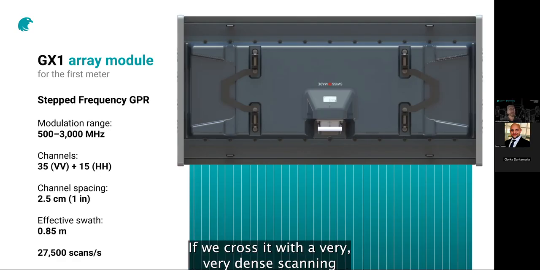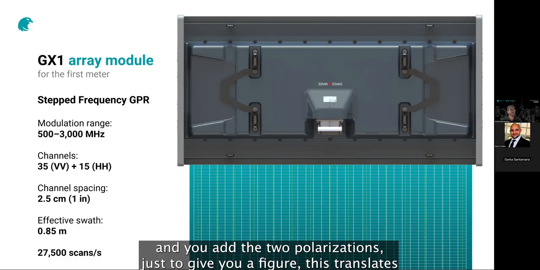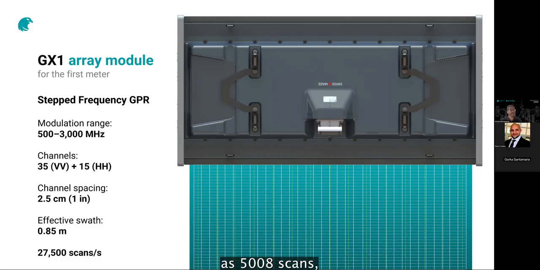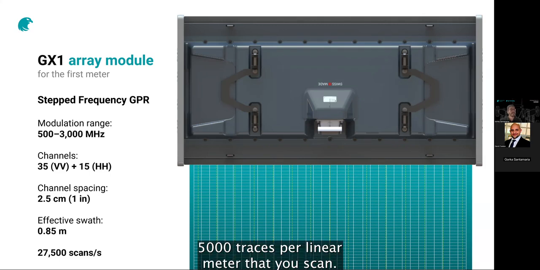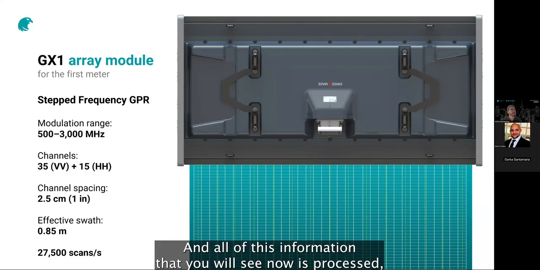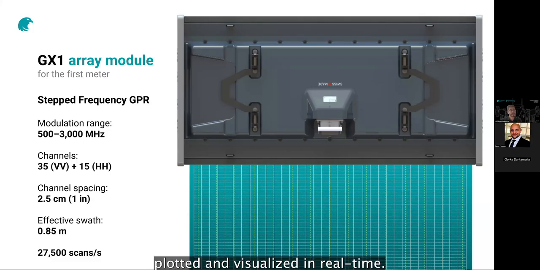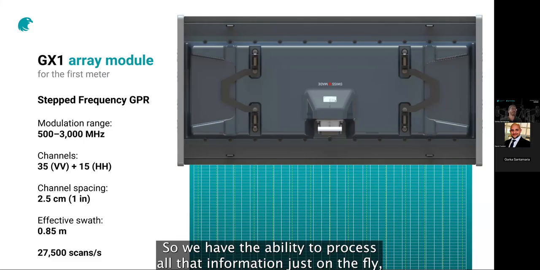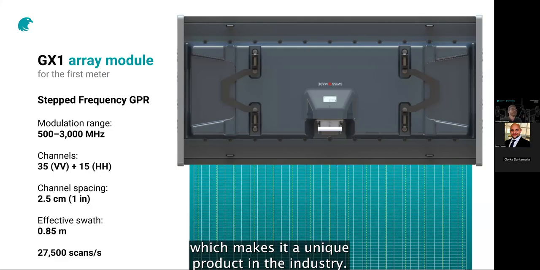If we cross it with a very, very dense scanning, and you add the 2 polarizations, just to give you a figure, this translates as 5,000 A-scans, 5,000 traces per linear meter that you scan. And all of this information, as you will see now, is processed, plotted, and visualized in real time. So we have the ability to process all that information just on the fly, which makes it a unique product in the industry.